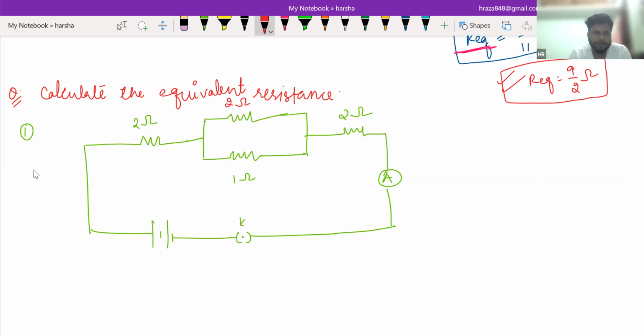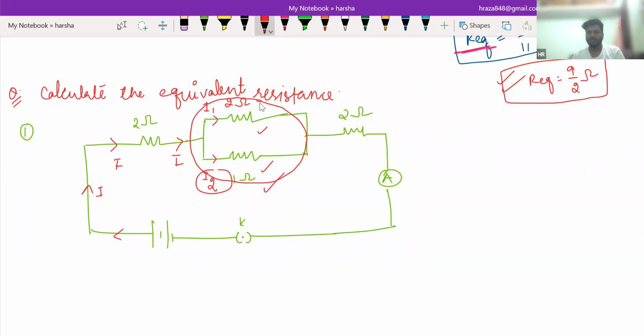I'm going to explain it. You can see current will emerge from here and it will go I and I. Now you can see there will be two paths. So here it will go I1 and here it will go I2. The I will be divided into two parts, I1 and I2. Now see, I2 is going through this and I1 is going through this. That means current is different in both these resistances. That means they are in parallel. Is this correct or not? Are these both in parallel or not? Yes, sir.